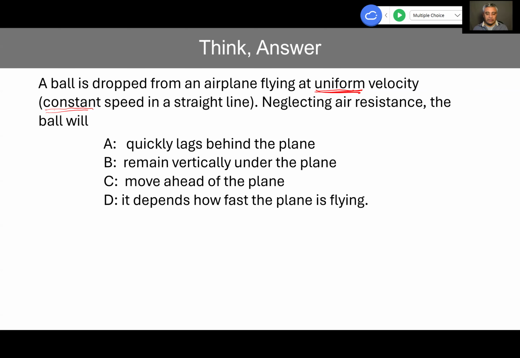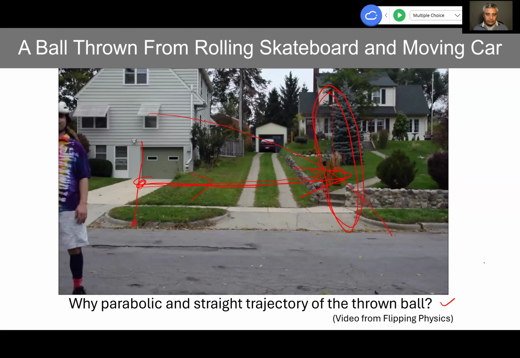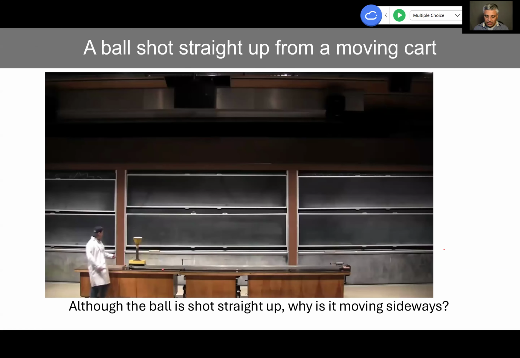Uniform means constant as well. It's not changing. That's what constant and uniform mean. So if you chose A, that's wrong. Either you were not paying attention when I was showing this video, or you somehow did not understand it. Hopefully now you remember that. There is another video to reinforce the same idea here.